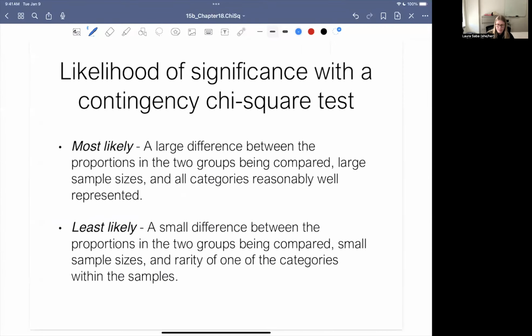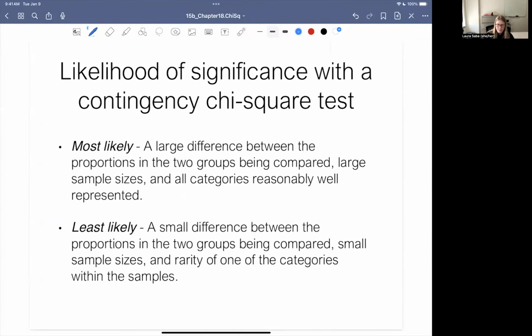So when thinking about experimental size, remember things that can add to the sample size necessary. The presence of a rare category, if there's a small difference. So if the difference is big, it requires less sample size and vice versa. And then the power that you require.